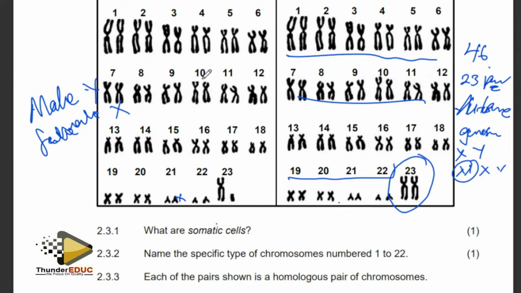Because you know that an individual is supposed to have 23 pairs. If I just say 23 pairs or 46 chromosomes, wrong. Check before you conclude anything. Please check the chromosome number 21.